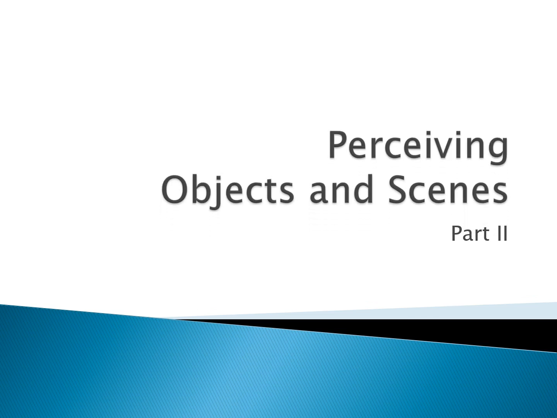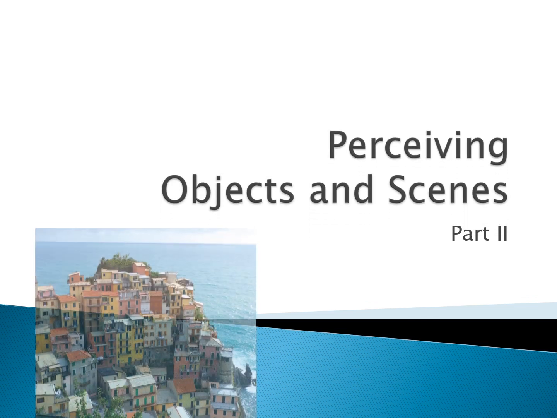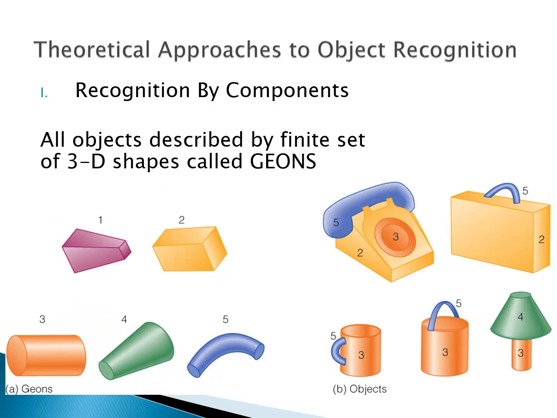Second part of perceiving objects and scenes. The first theoretical approach to object recognition, or how we're going to handle some of those challenges to object recognition, is the recognition by components theory.